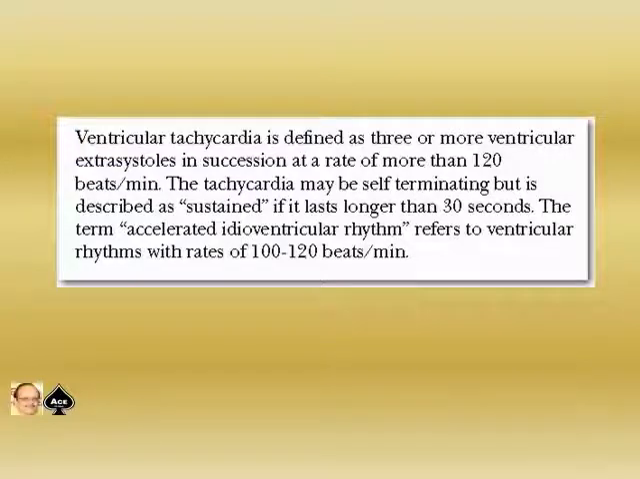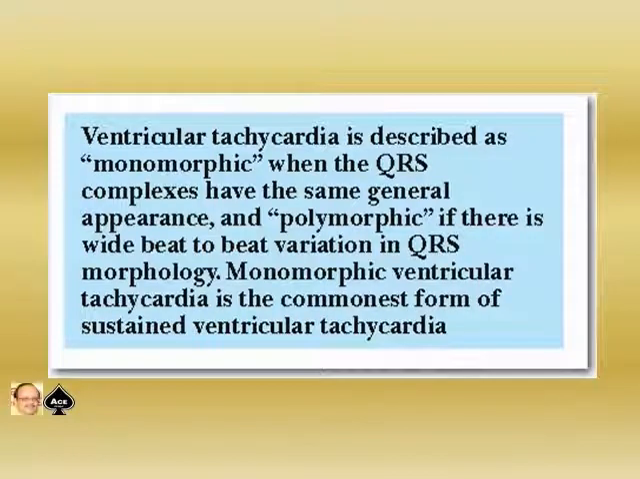Ventricular tachycardia is described as monomorphic when the QRS complexes have the same general appearance, and polymorphic if there is wide beat to beat variation in QRS morphology. Monomorphic ventricular tachycardia is the commonest form of sustained ventricular tachycardia.